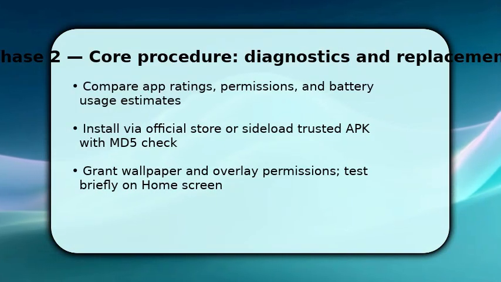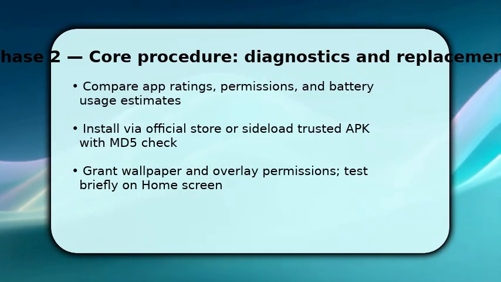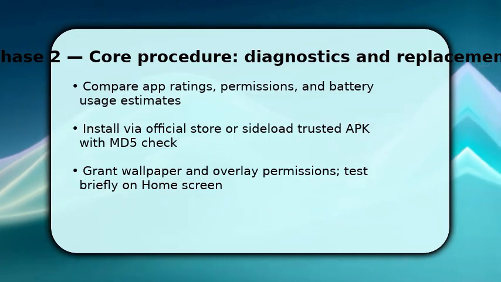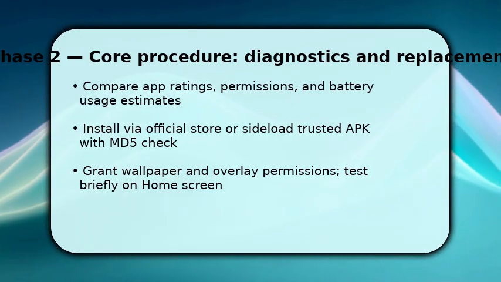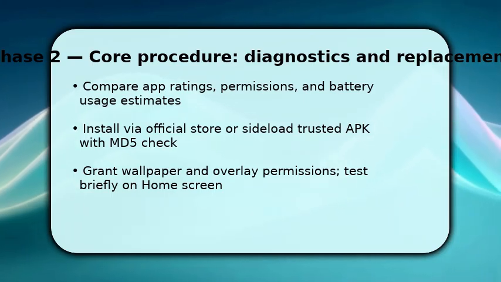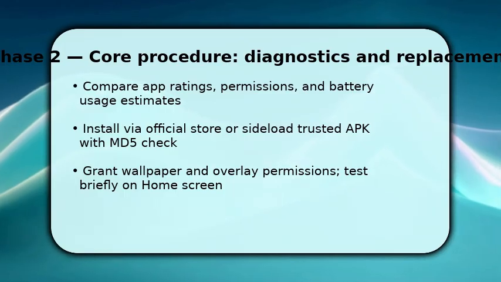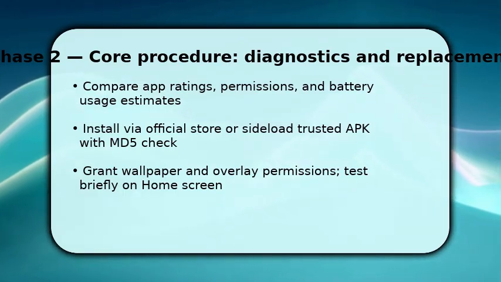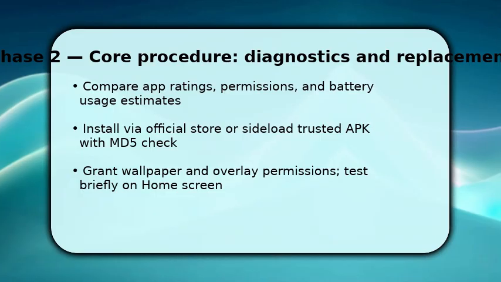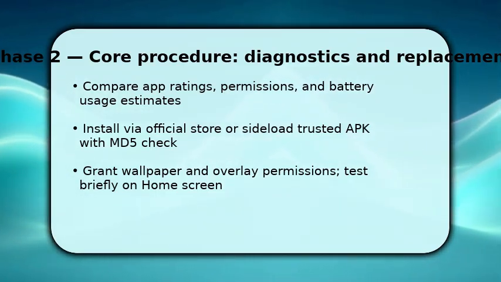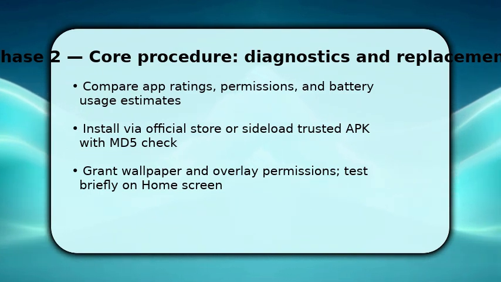Now you pick an app and get it onto the device. You should compare ratings and permission lists because heavy permissions often mean more battery draw. Install from the official store when possible. If sideloading, verify the APK signature and MD5 so you avoid malicious files. Once installed, grant the wallpaper and overlay permissions that let the app run on the home screen. After granting access, apply a simple live wallpaper to test how it behaves and why permissions matter for smooth playback.